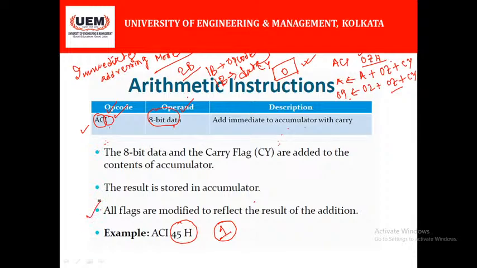All the flags are affected or modified or reflected by the result of this addition. The result or the sum will be stored in the accumulator, and in this expression we are adding 8-bit data and the carry flag to the content of the accumulator. Please try to understand that not only the value of the accumulator and the data that is supplied immediately, but also the value of the carry flag is going to be added.